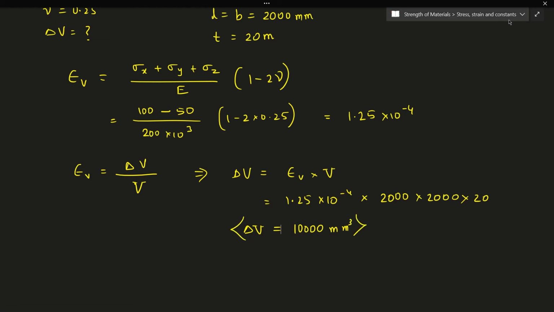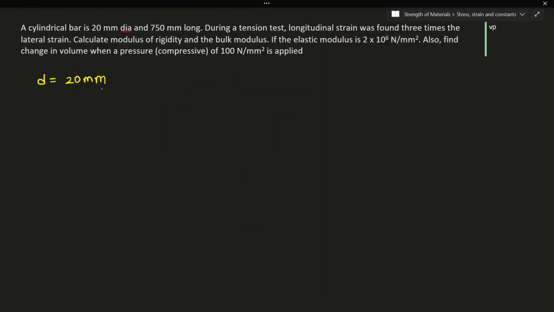Let me move to the last question now. A cylindrical bar of 20 mm diameter and the length is given as 750 mm. During a tension test, longitudinal strain was found to be 3 times the lateral strain, 3 into epsilon L. So epsilon L divided by the longitudinal strain will be Poisson's ratio. So Poisson's ratio is 1 by 3, which is nothing but 0.33.